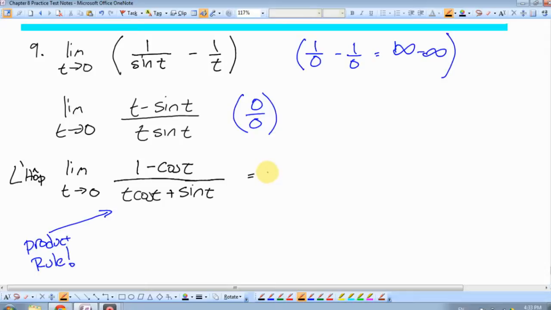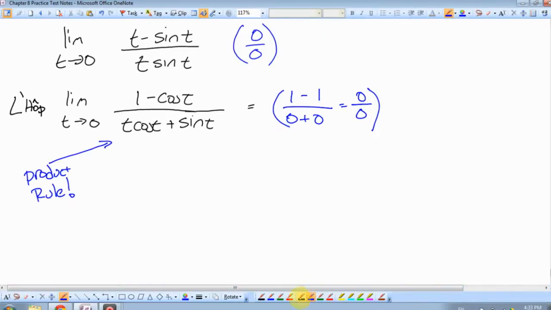Let's plug in 0. 0 over, cosine of 0 is 1. You have to do it again? It's still indeterminate. Take another trip to L'Hopital. The derivative of cosine is negative sine.